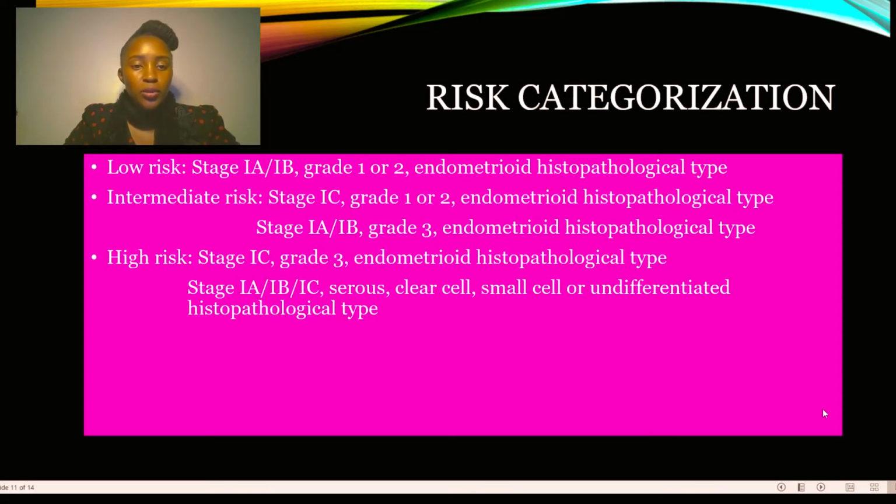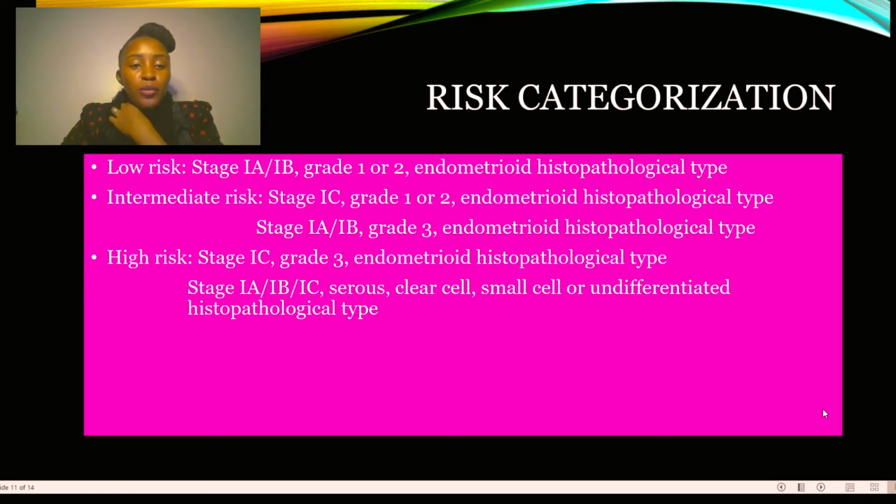So there is low risk, intermediate risk, and high risk. Low risk is stage 1A and B, grade 1 or grade 2, and this is usually endometrioid histopathological type. When we come to the intermediate risk, this is stage 1C, grade 1 or 2, and then stage 1A and B, grade 3, and endometrioid histopathological type in both.